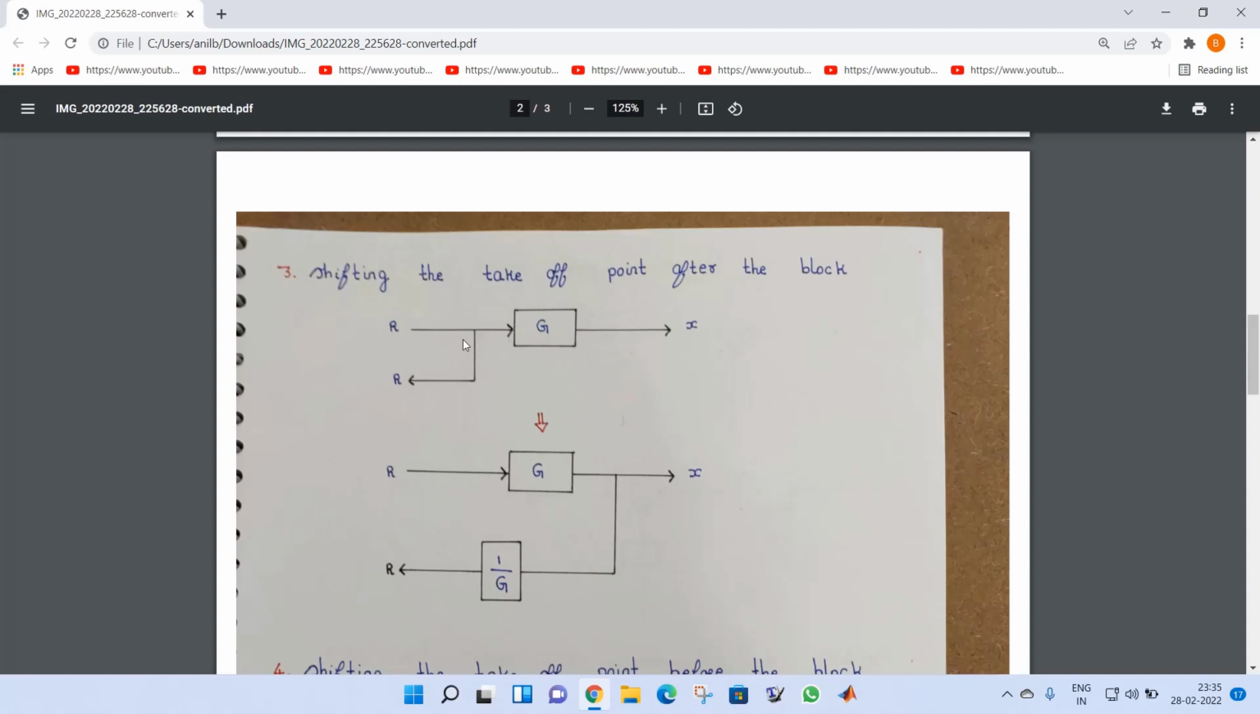Remember, you have the takeoff point, and I am shifting the takeoff point after the block. The change I observe is that we take 1 by G.